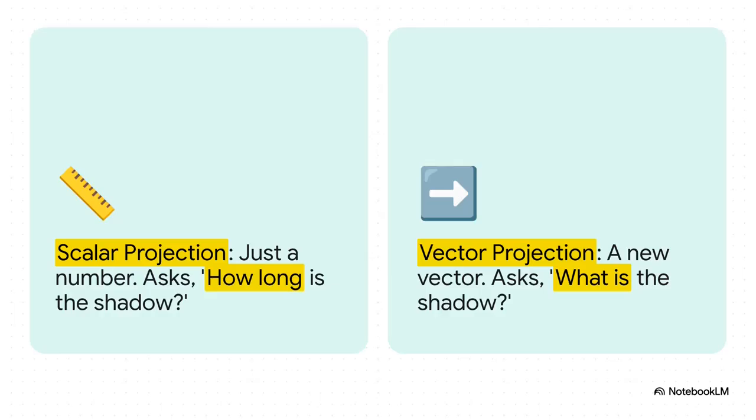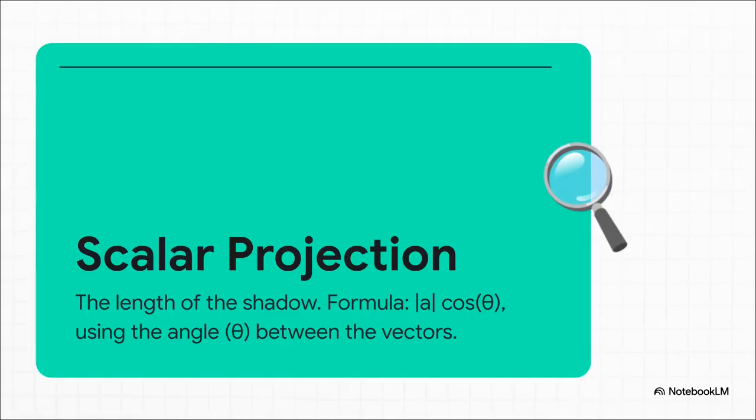Okay, first, let's clear something up that trips a lot of people up. We can ask two different questions about this shadow. If we ask, hey, how long is the shadow? We're talking about a scalar projection. It's just a number, a length. But if we ask, what is the shadow? We want the whole thing, the arrow itself, with its length and direction. That's the vector projection.